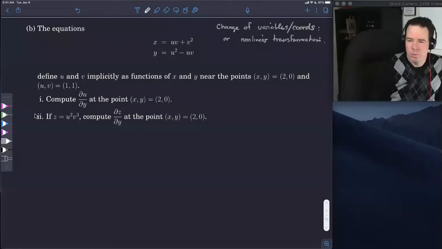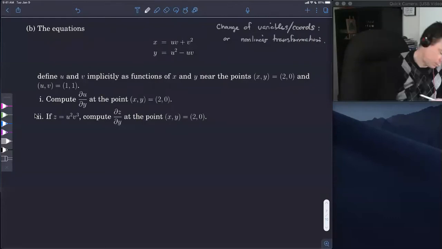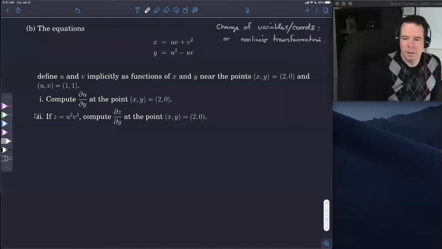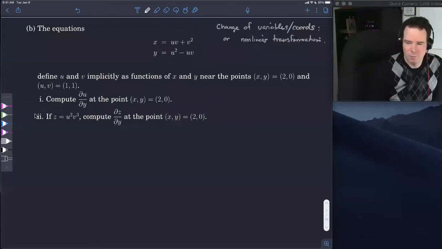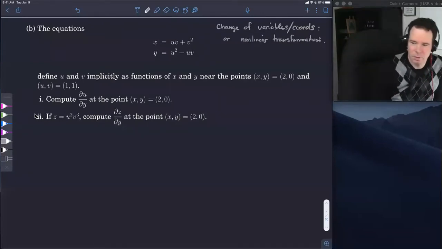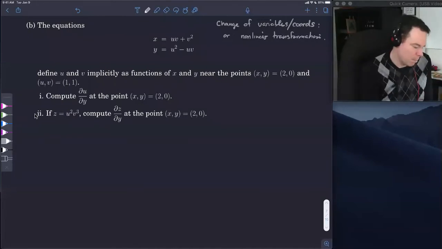Now I want to know that if I change my y value a little bit, how is my u value going to change? So what is du dy at that point 2, 0? If I change y a little bit, how does the output variable u change? And then the next one says, now I've got a function of u and v. If I think of u and v as functions of x and y, then z is ultimately a function of x and y, and so I can work on getting its derivative as well. So that's the big picture perspective here. We're looking at change of variables and then how variables change relative to the change of the input variables.